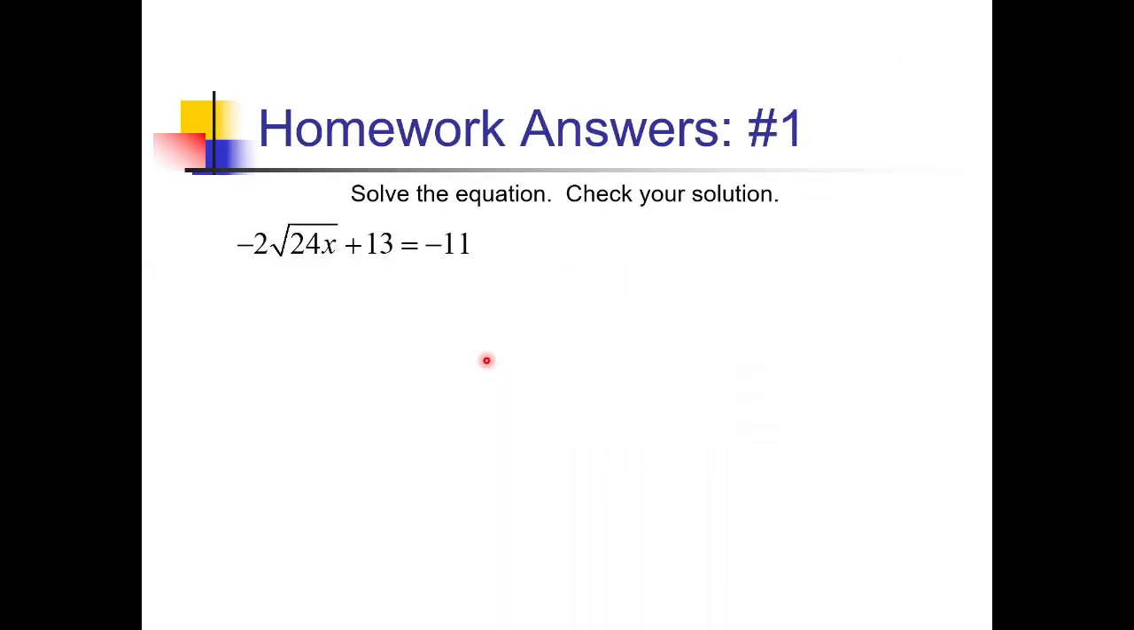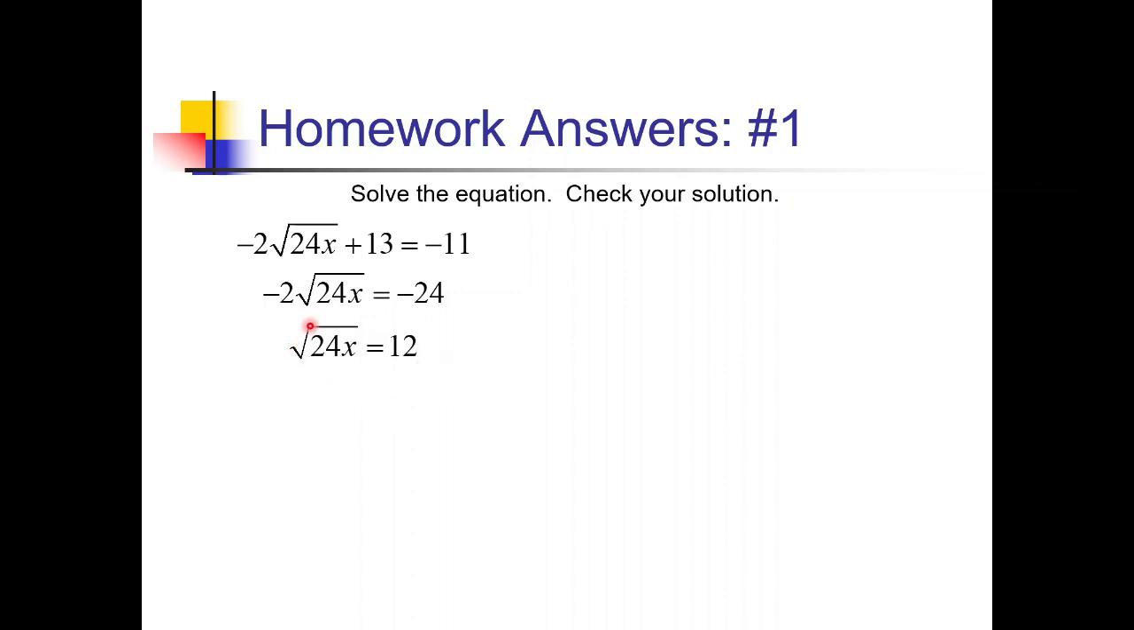To start this problem off, we're going to try to isolate this radical term. So first thing I'll do is subtract 13 from both sides. That'll give me negative 24 over there. And then let me divide by negative 2 to get this radical by itself. So we have radical 24x equals 12.